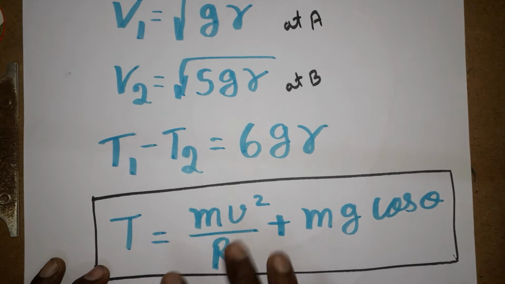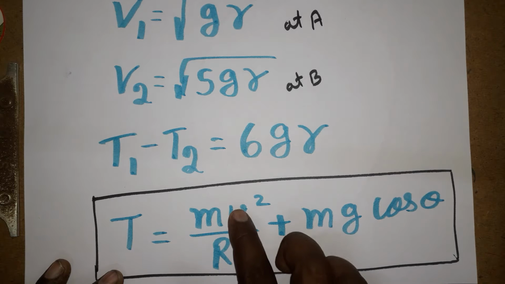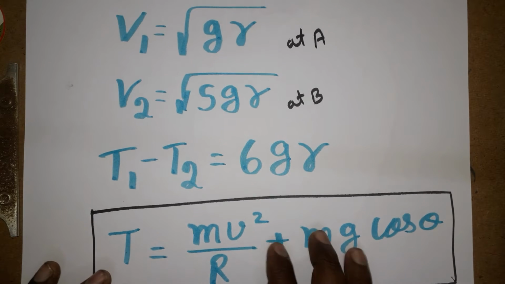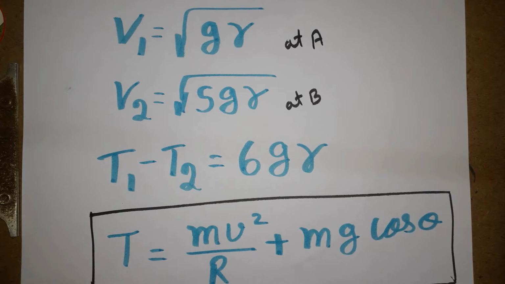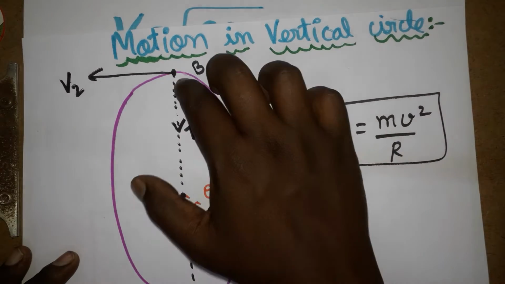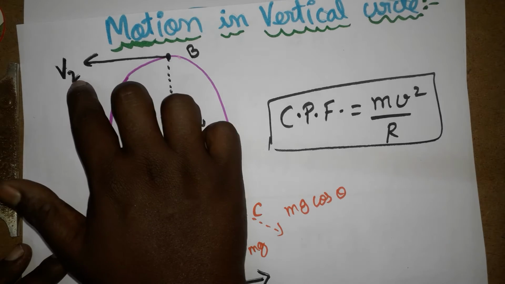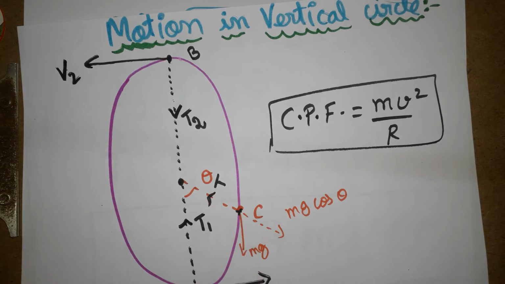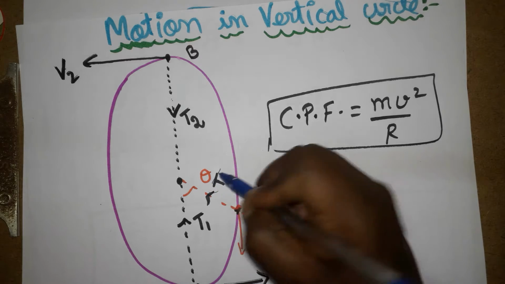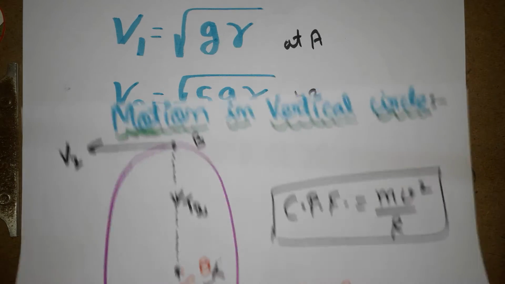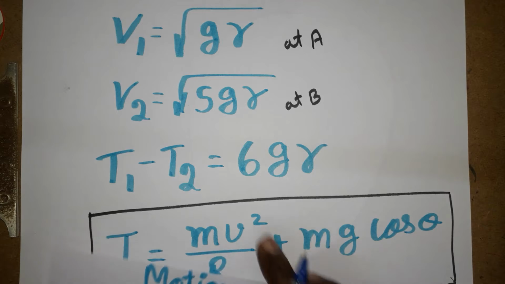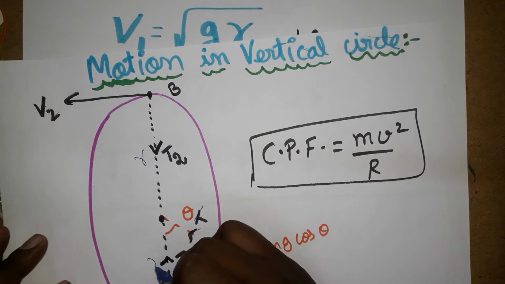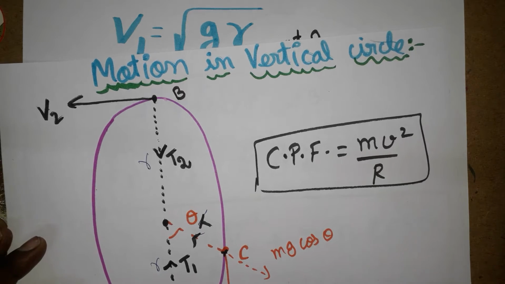So we have the general equation: tension minus mv square divided by r plus mg cos theta. This is one of the equations. And the tension difference between two points. I have taken A and B, here V1 velocity, here V2 velocity, here tension T1, here tension T2, and this is the point where the tension T is going to act. So the two-point tension difference is going to be 6 mg, where r is the radius of the circle.